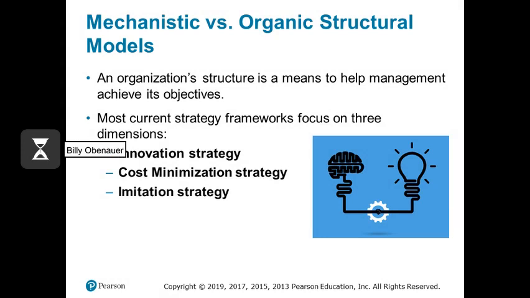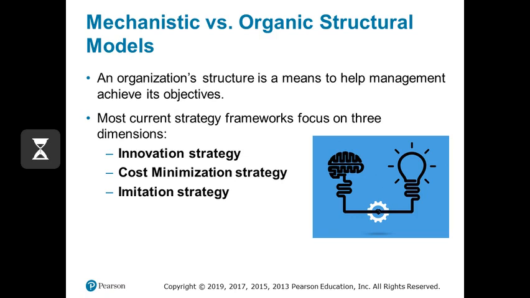Now, how do we decide between a mechanistic structure and an organic structure? One of the key things we need to look at is our strategy framework for our organization. As we think about our strategy framework, we're trying to provide value to the customer. Value is the relationship between the utility that we provide and the cost to the customer. With an innovation strategy, we're not necessarily so much focused on the cost to the customer. That is something that matters, but it's not our focus. Our focus is on increasing the utility through new processes, new procedures, new ways of meeting market needs.